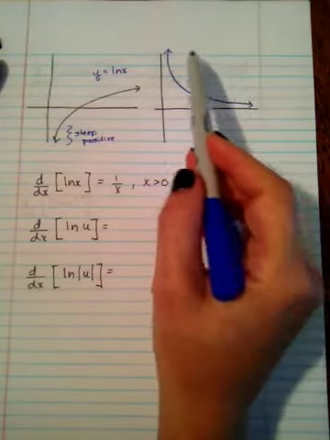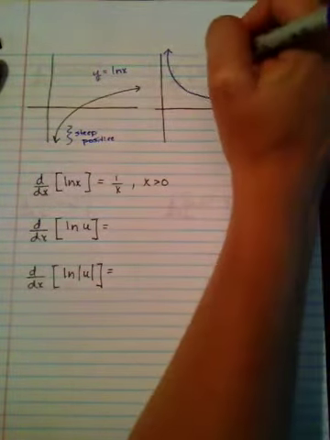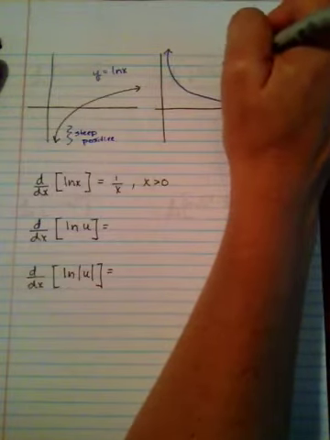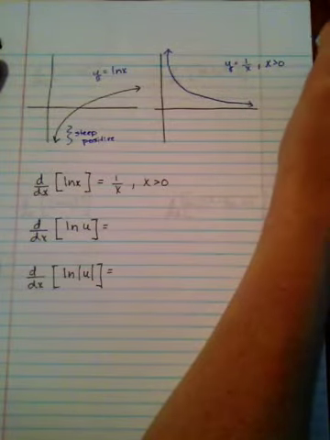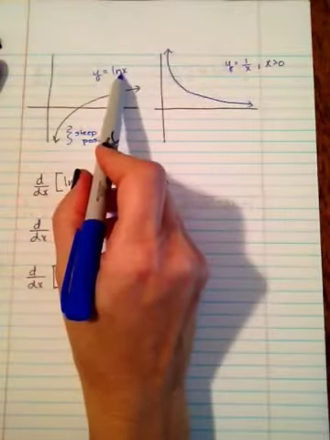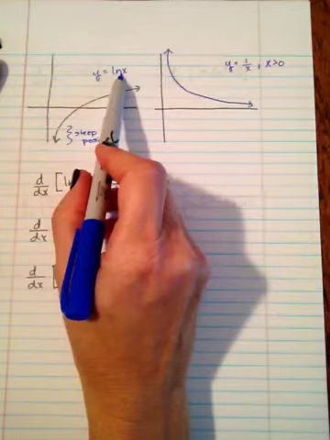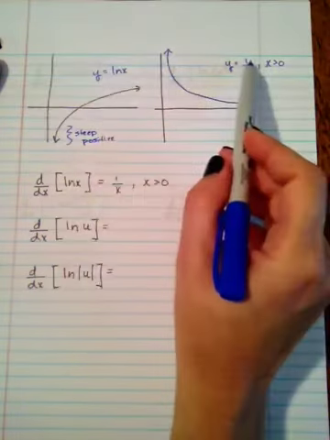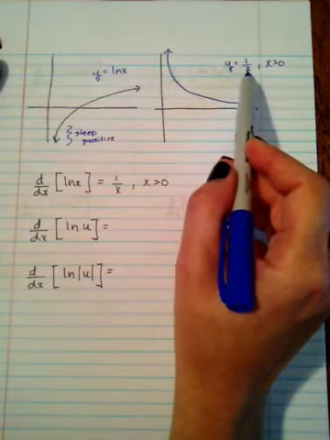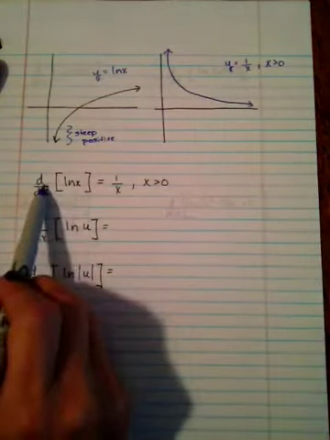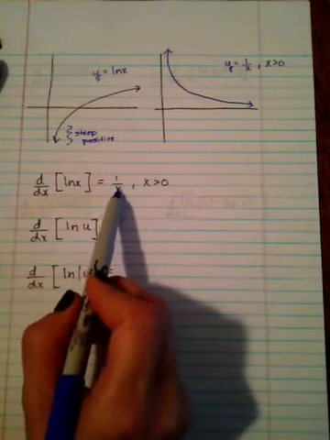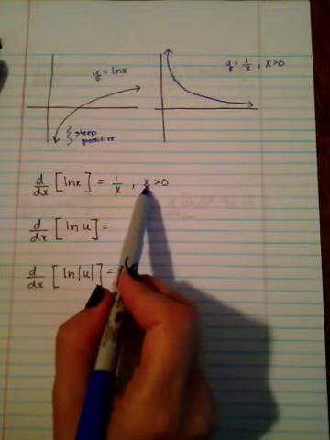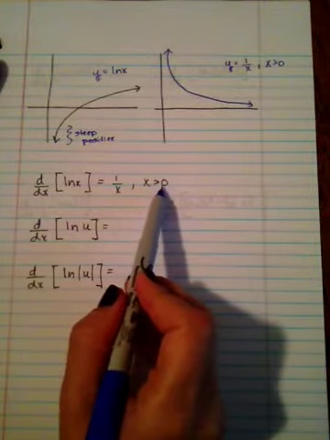So this is a piece of your parent function y equals 1 over x, but our x value has to be greater than 0. So if I start with the natural log of x and I look at the derivative of the natural log of x, I'm going to get 1 over x. So that's what we have here. The derivative with respect to x of the natural log of x is 1 over x, where we understand that x has to be greater than 0.